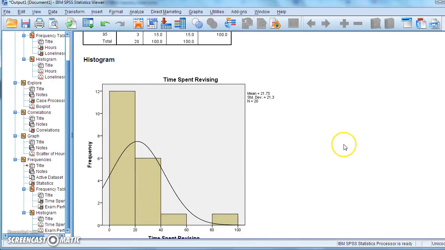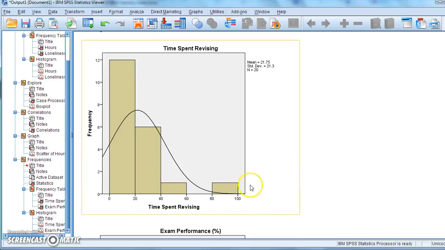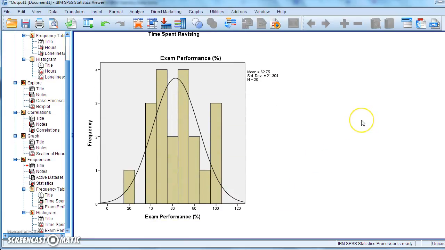Okay, so looking at the histogram, we can see that the time spent revising has a relatively strong looking positive skew. The tail is right up in the high numbers here. I mean, a lot of people are doing very little exam revision down here, with a few people spending, or probably just one person spending a lot of time here. So we've got a positive skew here. We might even have an outlier.